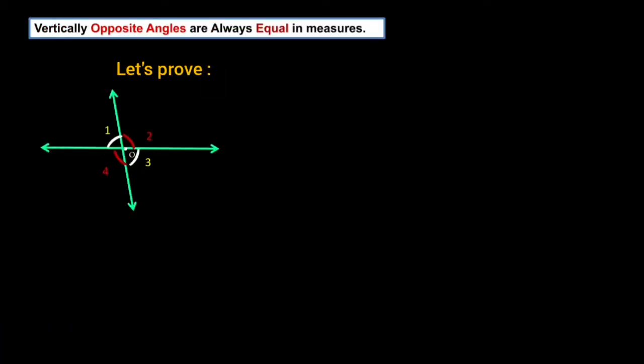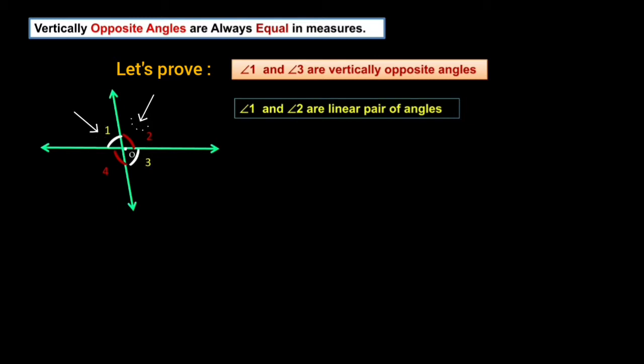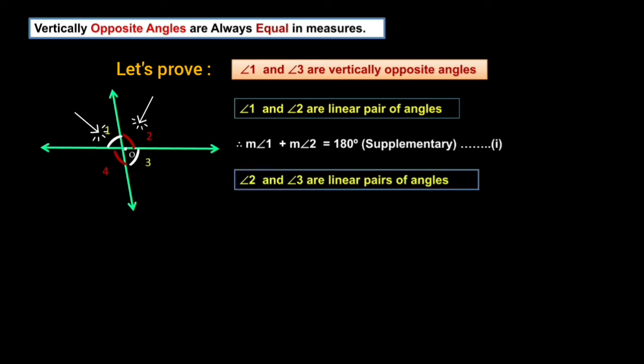In this on-screen figure, angle 1 and angle 3 are vertically opposite angles. Angle 1 and angle 2 are linear pairs of angles. We know that linear pairs are supplementary to each other. Therefore, we can write sum of measure angle 1 and measure angle 2 is equal to 180 degrees. Right, students? Let us take this as statement 1.